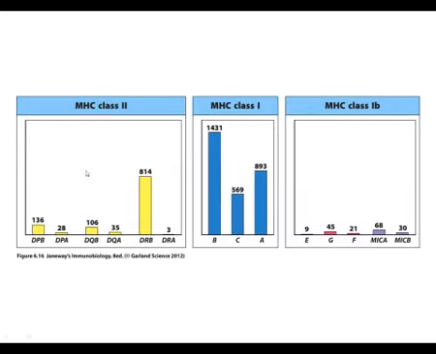Right, so this slide speaks a little bit more to just how polymorphic these different molecules are. So the MHC class 1 A, B, and C molecules, and MHC class 2, DR, DP, DQ. Later in the chapter, we're going to talk about MHC class 1B, which has very little in the way of polymorphism.